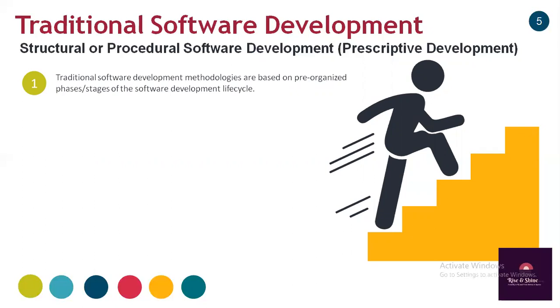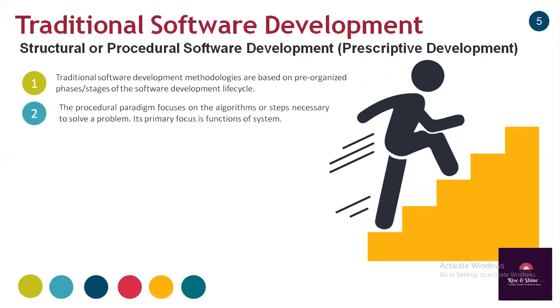Traditional software development is based on pre-organized stages. So it is already prescribed and written: do this, this, and this, and in this way we are moving forward. The procedural paradigm focuses on the algorithms or steps necessary to solve the problem. Its primary focus is on the functions of the system.